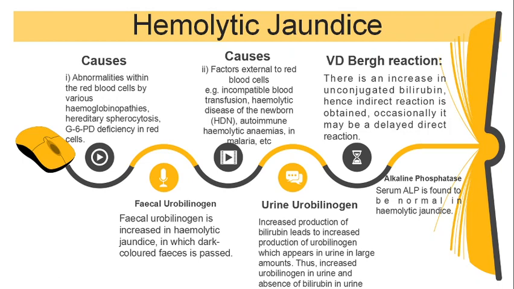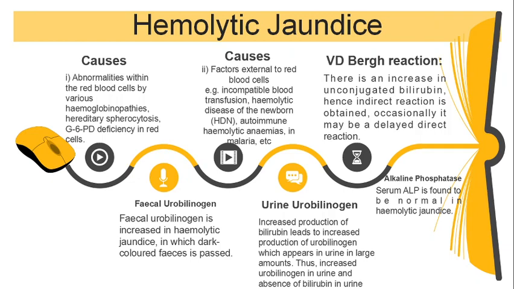When you consider the Van den Bergh reaction, this is a simple test to differentiate each type of jaundice. In the Van den Bergh reaction, when bilirubin is conjugated, it gives a purple color immediately on mixing with the reagent. That is called a direct positive Van den Bergh test. When bilirubin is unconjugated, the color is obtained only after the addition of alcohol. Then it is called an indirect positive Van den Bergh test.